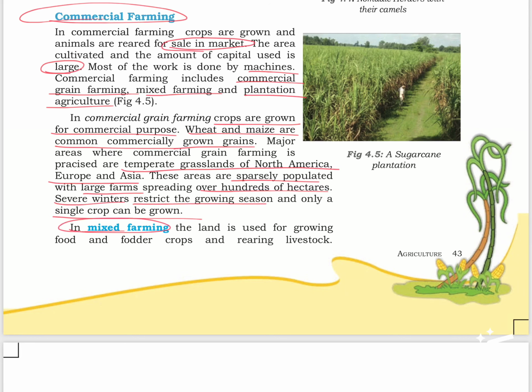Next we have mixed farming. In this type of farming, the land is used for growing food and fodder crops and rearing livestock.